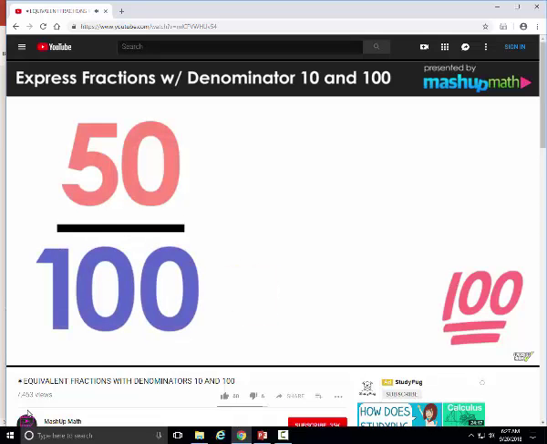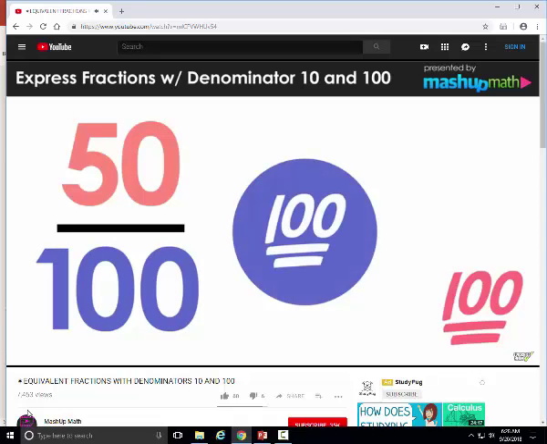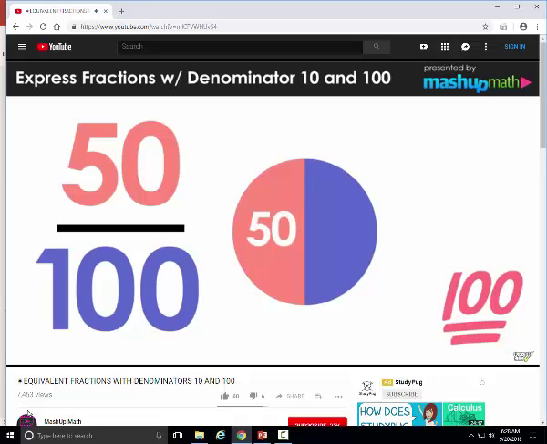Now let's go ahead and visualize this new fraction the same way as we did with the last one. In this case, the whole is 100, and the part of 50 is the same thing as 1/2 of the whole.